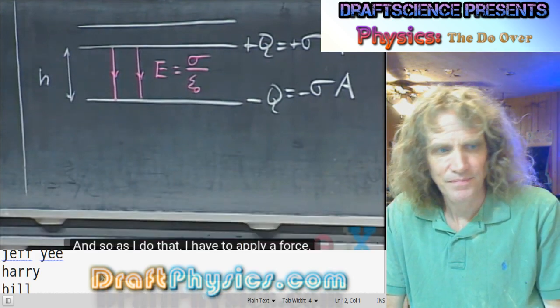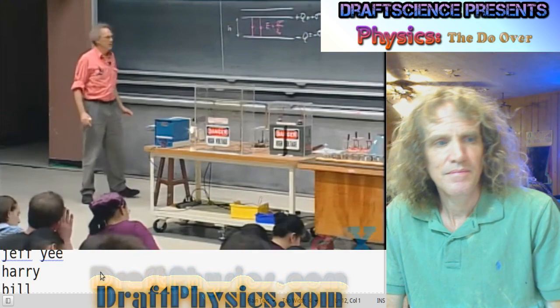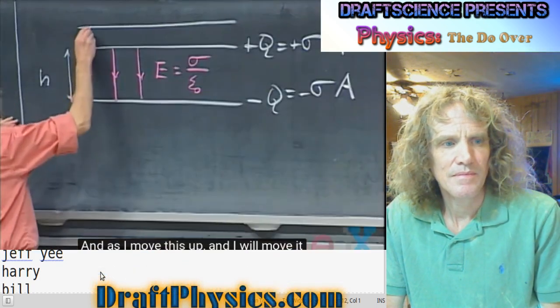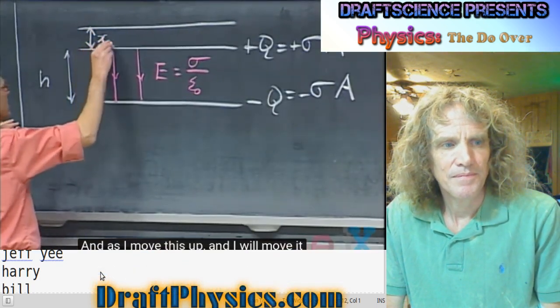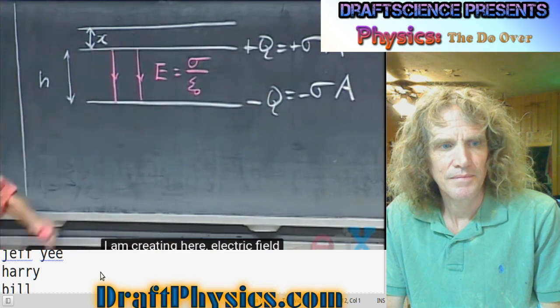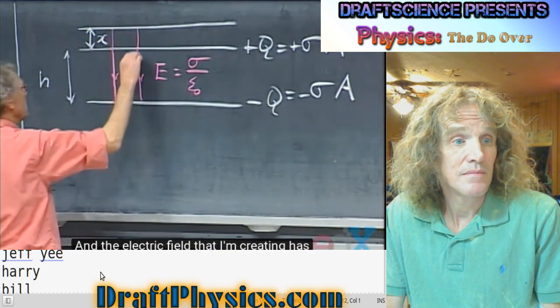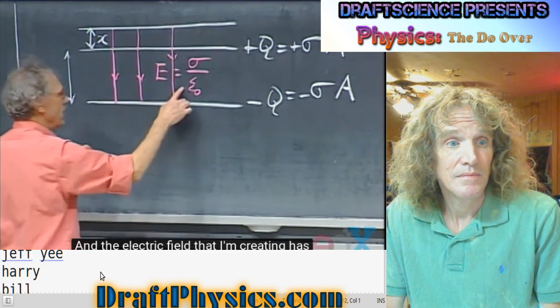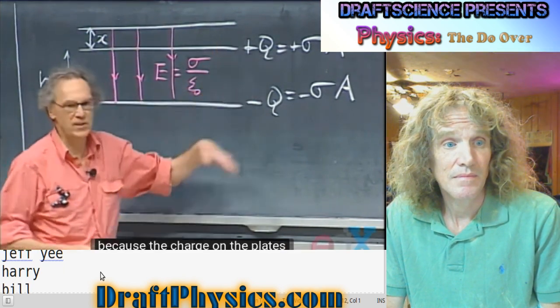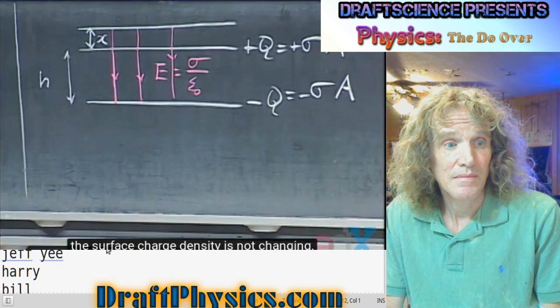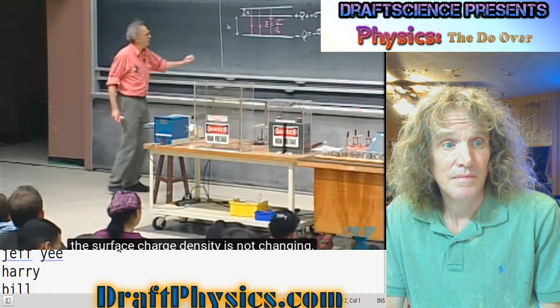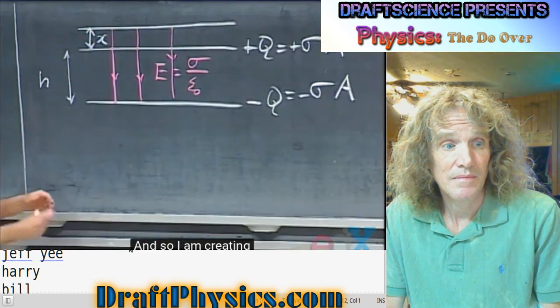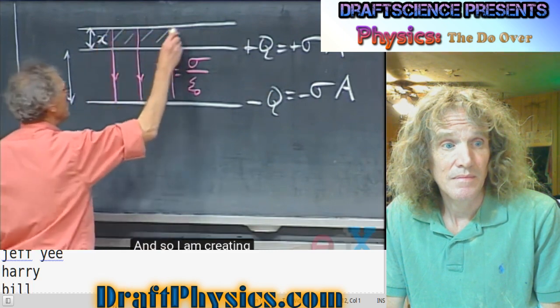Because these two plates attract each other, I have to do work. As I move this up, over a distance x, I am creating an electric field here that wasn't there before. The electric field that I'm creating has exactly the same strength as this one, because the charge on the plates is not changing when I'm moving, the surface charge density is not changing. All I do is increase the distance. And so I am creating electric field in here.